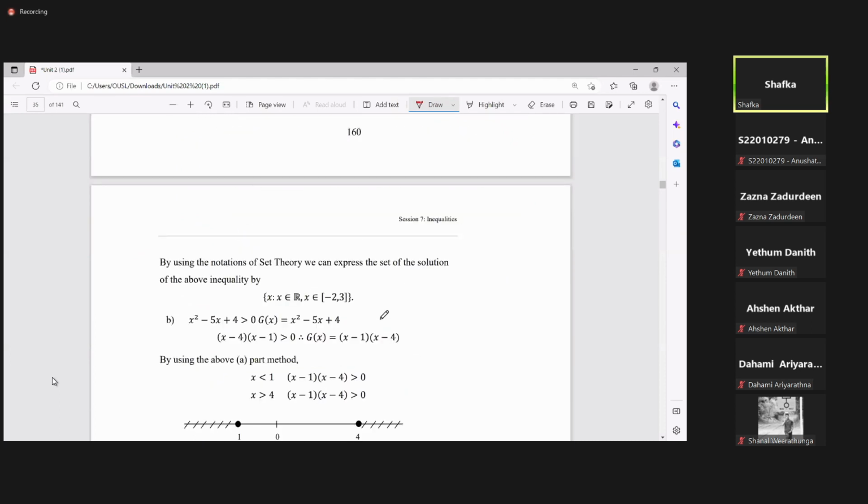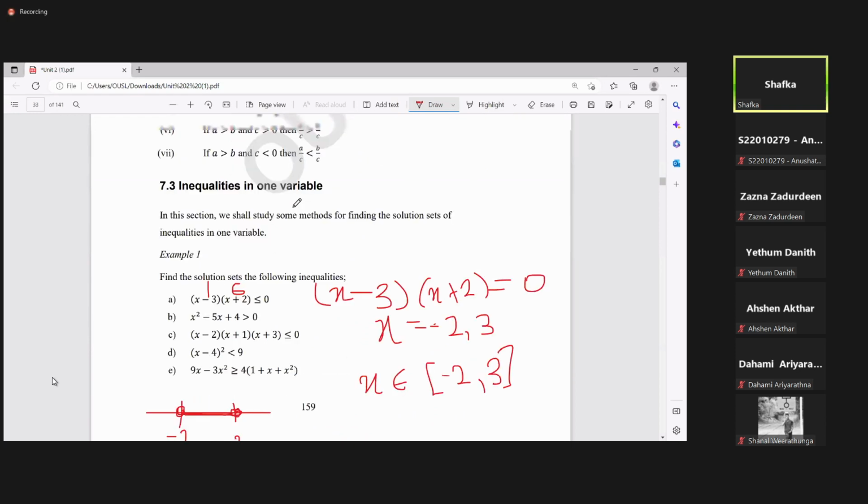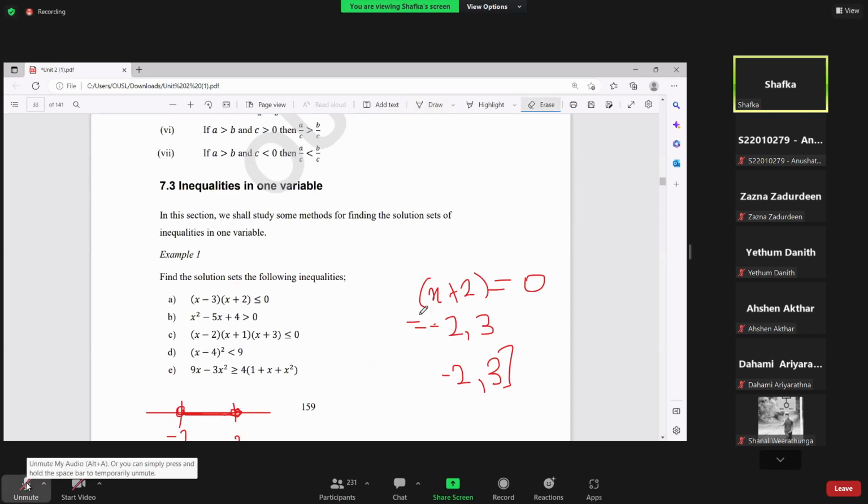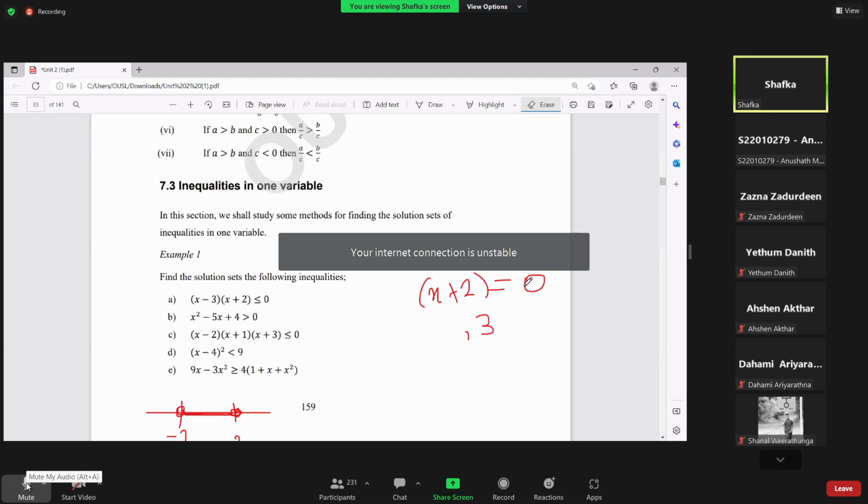Okay. So when you consider the second example, you don't have any factors. You can't see any factors over there, so you can't find the critical points straight away. What do you have to do?